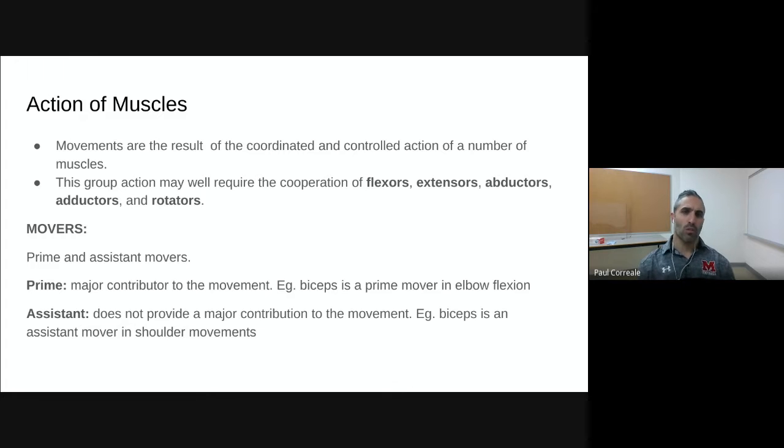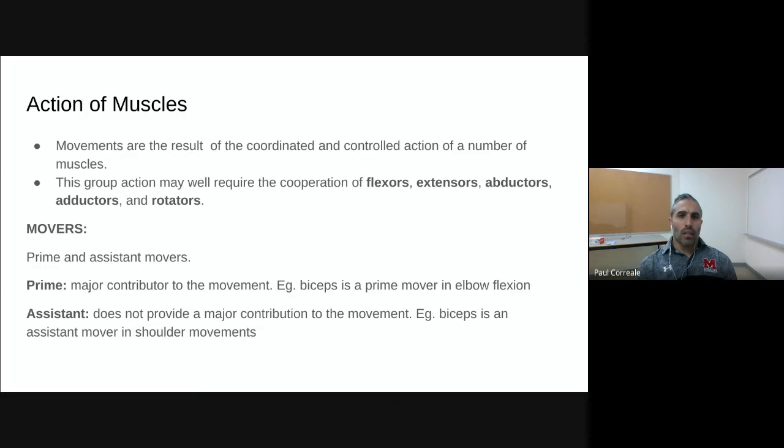So the first point there says movements are the result of the coordinated and controlled action of a number of muscles. When we look at the very simple task of picking something up off the ground, it's usually not going to be one single muscle that is involved. Yes, it may be one or two major muscles that are going to contract or shorten, but there are other muscles at play to ensure that movement happens.